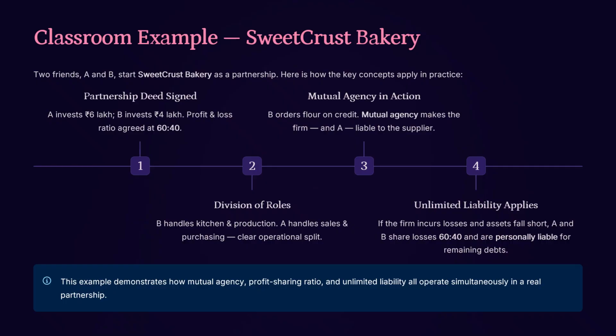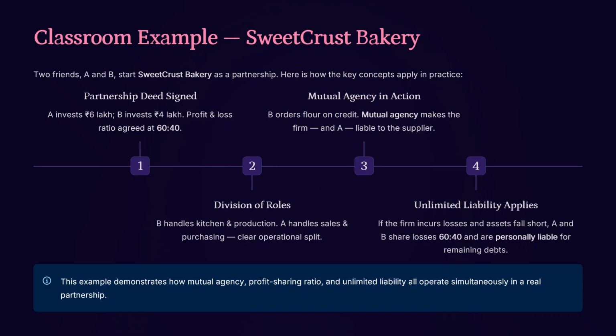Let's understand partnership with a simple example. Imagine two friends A and B start a business called Sweet Crust Bakery. They first sign a partnership deed. A invested 6 lakh and B invested 4 lakh rupees. They agreed to share profit and losses in the ratio of 60 to 40. Next, they divided their responsibility. B looks after production and the kitchen, while A manages sales and purchasing.